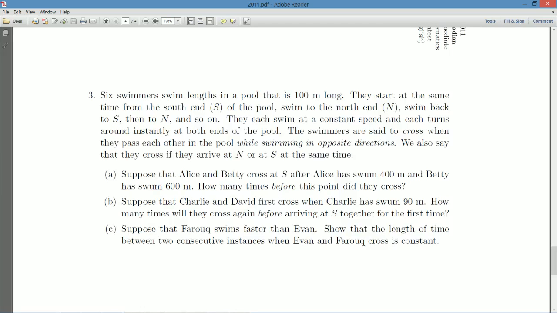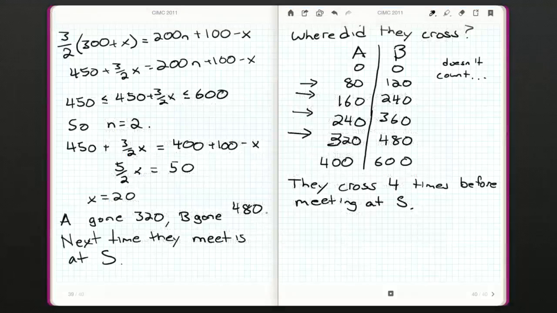So, I think it would make a lot of sense for us to try and develop a theory about when they cross involving the number 200. Alright. So let's jump back in.